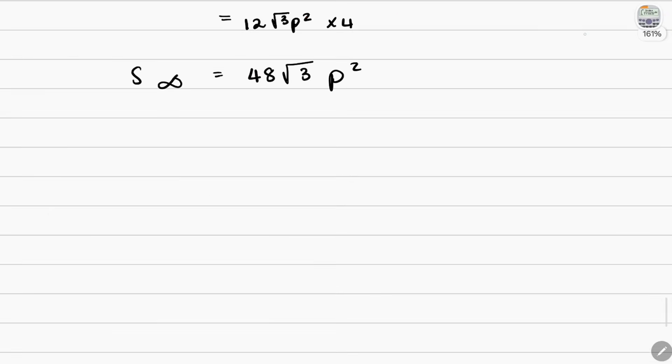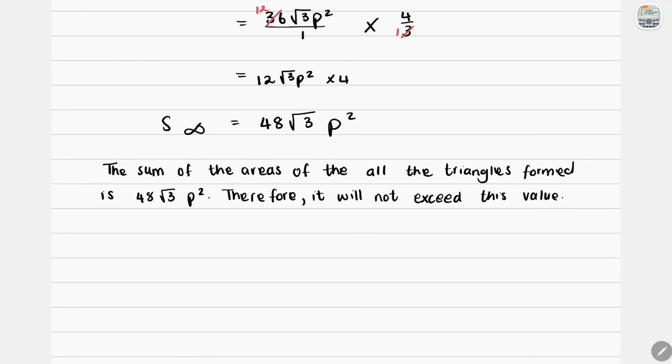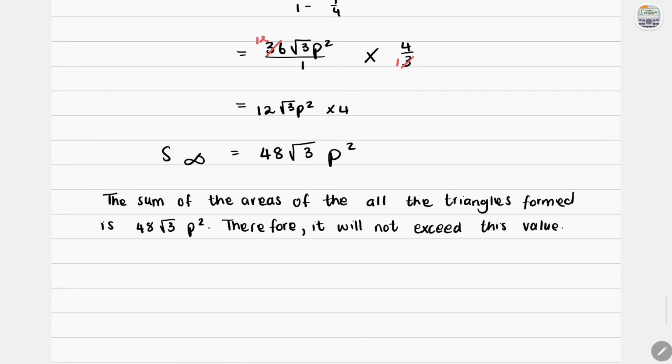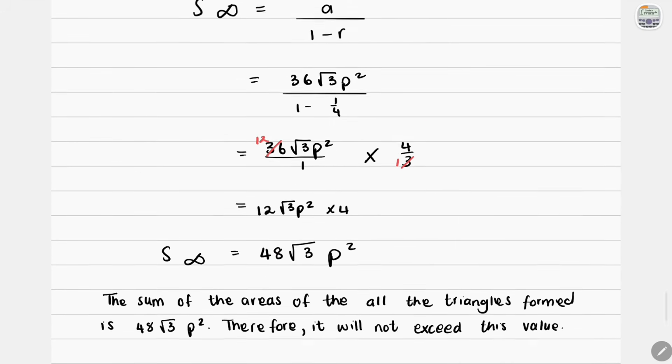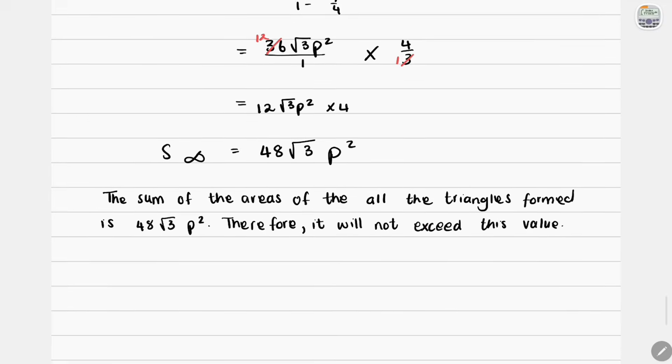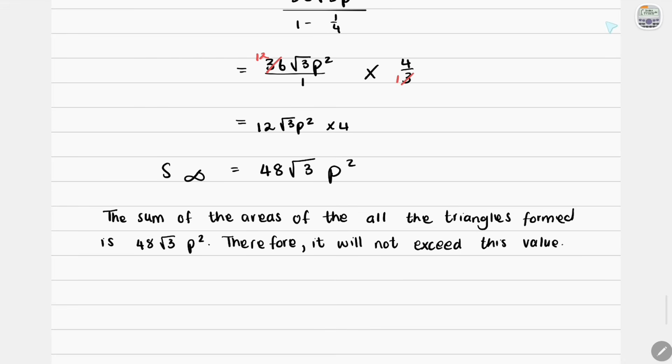So we can finally just conclude that the sum of the areas of all the triangles formed, the infinite triangles, is 48 square root 3 p squared. Therefore, it will not exceed this value. And that is our answer, and that is it for question 3.